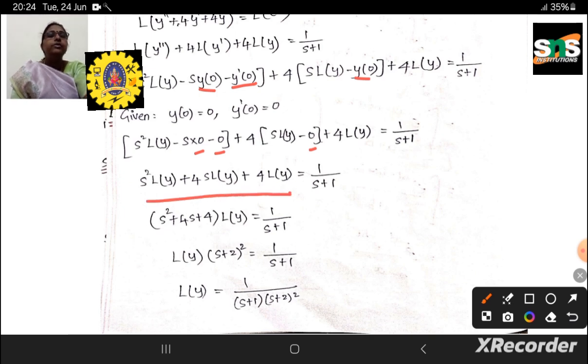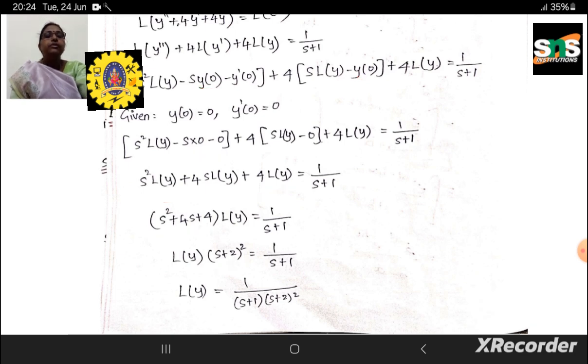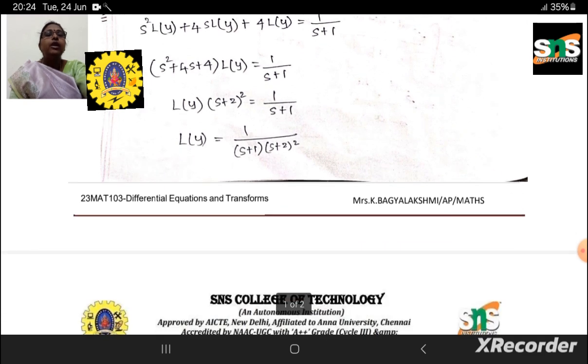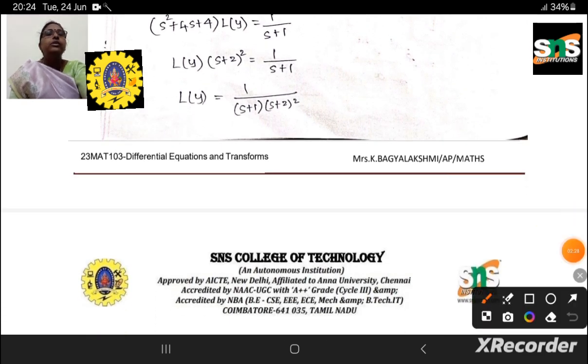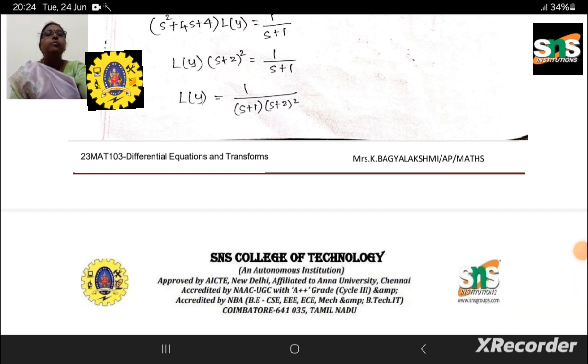All the terms having L of y, we collect, and we get one quadratic equation. Factorizing this quadratic, we get s plus 2 the whole square. Then keep L of y on the left hand side and the remaining on the right side. We take this to the denominator and get the multiplicative term.